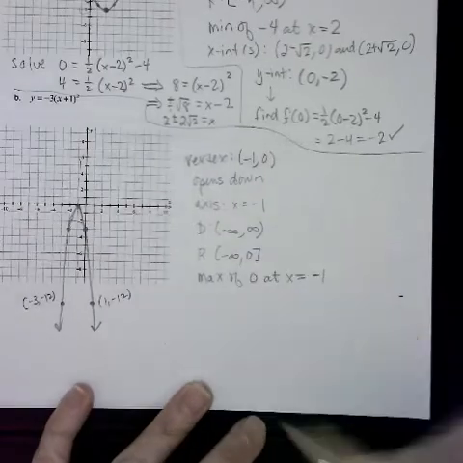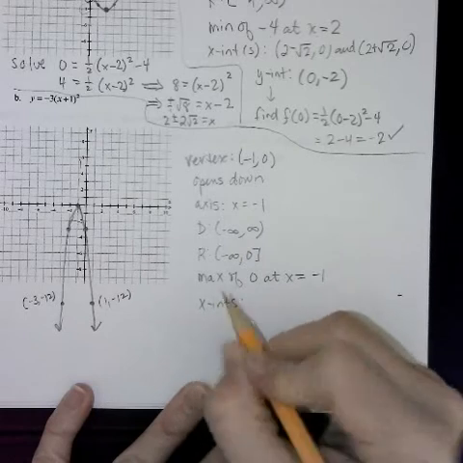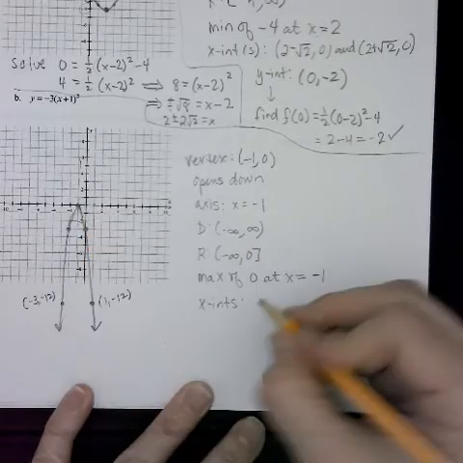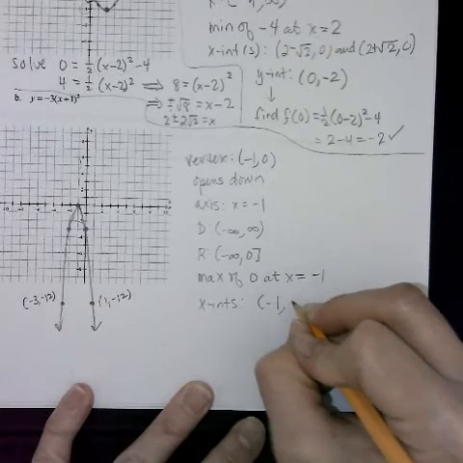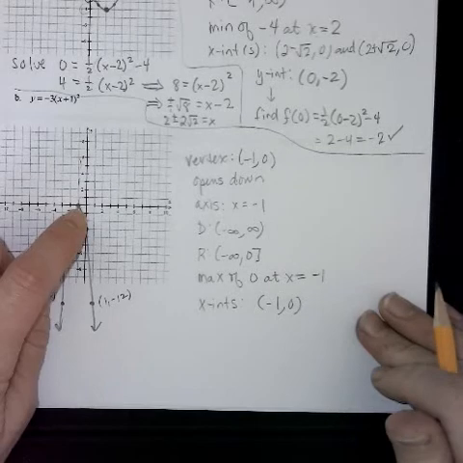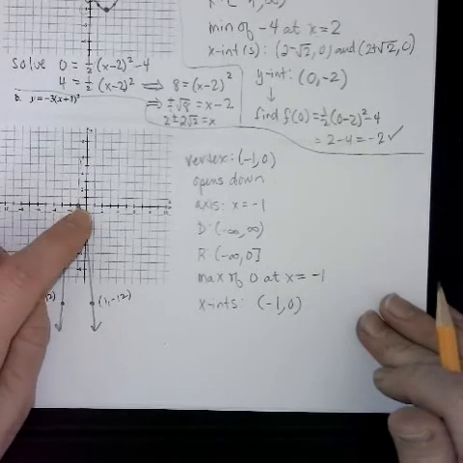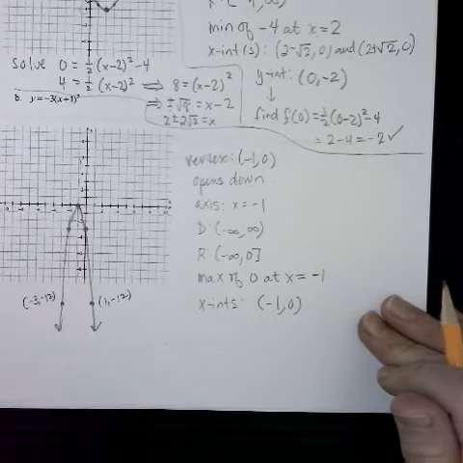X-intercepts, well, from the graph, this is easy. We don't really need to do anything. We can see it's -1, 0. There's only 1 this time. That's the only way you're going to get one x-intercept with a quadratic, is if the vertex itself is on the x-axis. Otherwise, you'll get 0 or 2 depending on the location.